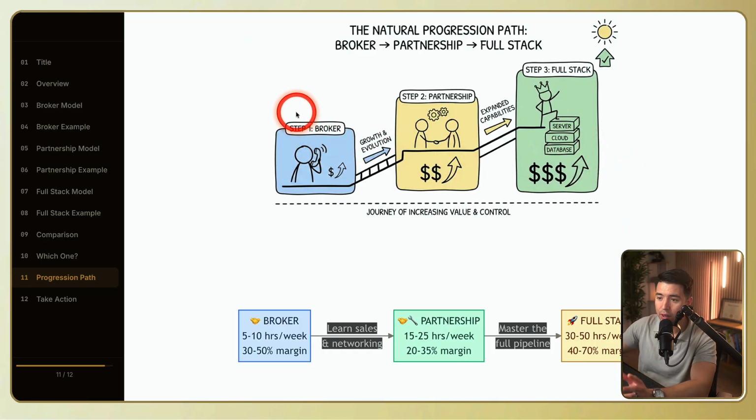But if you're starting off, you can start off in the broker model, close some deals, work with the vendor to generate those leads, move up to some type of partnership, and eventually do some type of full stack model. But again, some people just stick with broker partnerships and they still make a lot of money. So you don't always have to go to the full stack model, but there is more upside and you do have more control. So that is a breakdown on the different business models in the lead generation business.